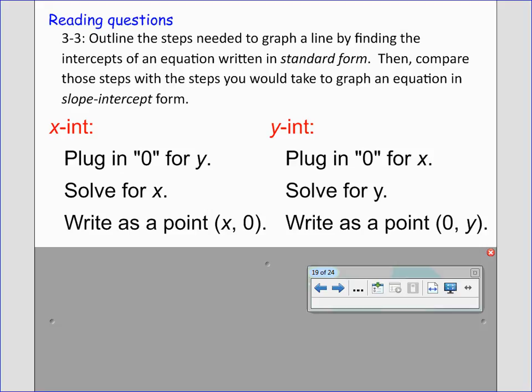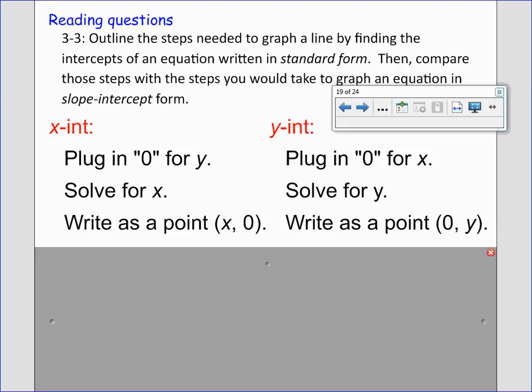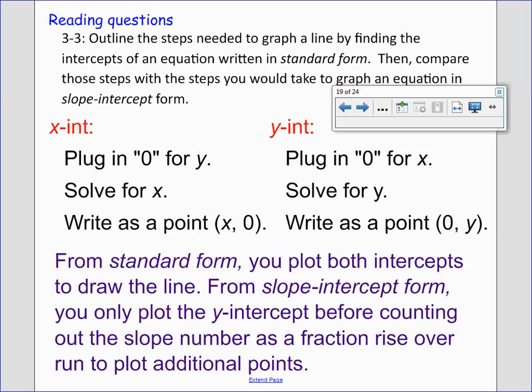The x-intercept occurs on the x-axis, and so any point on the x-axis has to have a y-coordinate of 0, and that's why this procedure works. We plug in 0 for y and solve for x to get an x-intercept. The y-intercept lies on the y-axis, where all the points have x-coordinates of 0. That's why this process works to find a y-intercept. So we force x to be 0, solve for y, and write our answer as a point 0 comma y. From standard form, we plot both intercepts and draw the line.